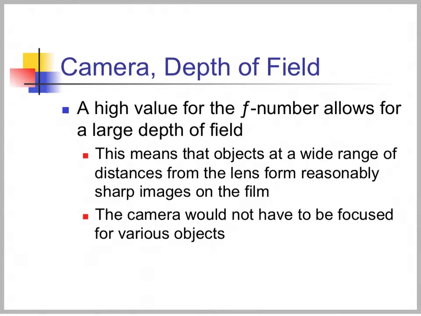A high value for the f number allows for a large depth of field. That means that objects at a wide range of distances from the lens will form reasonably sharp images on the film. So the camera would not have to be focused for various objects.